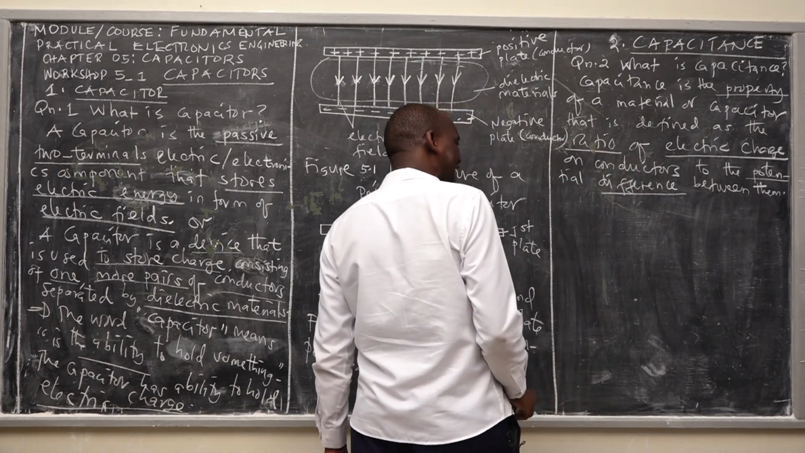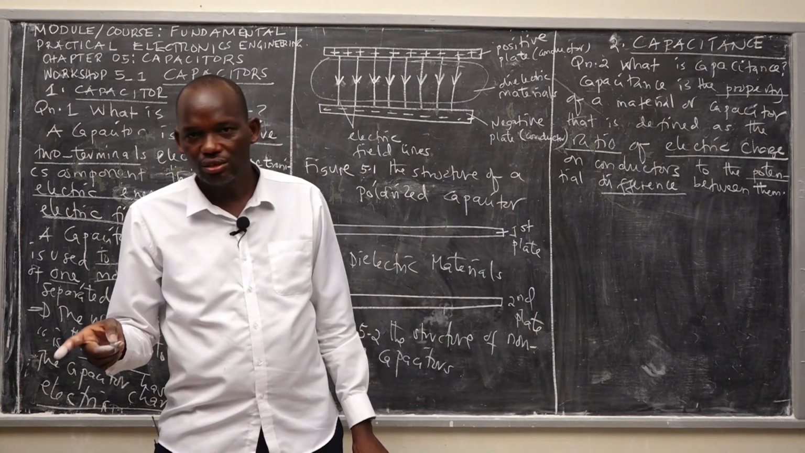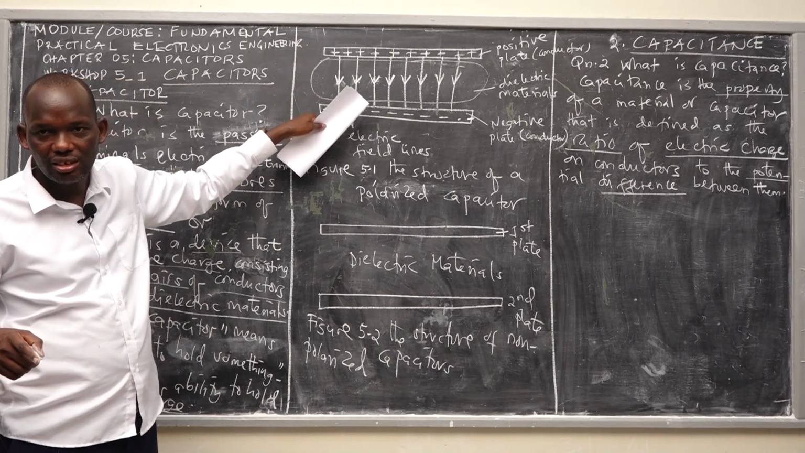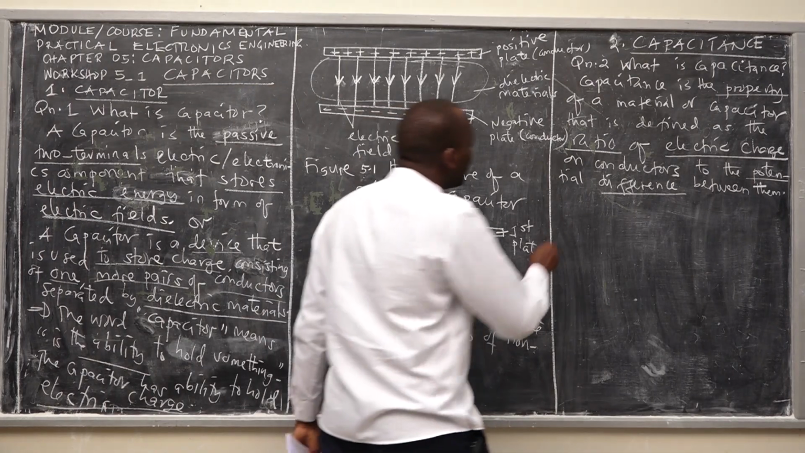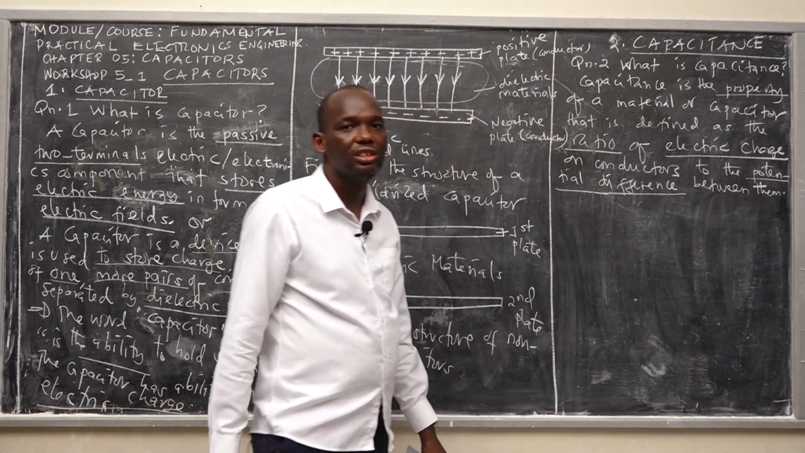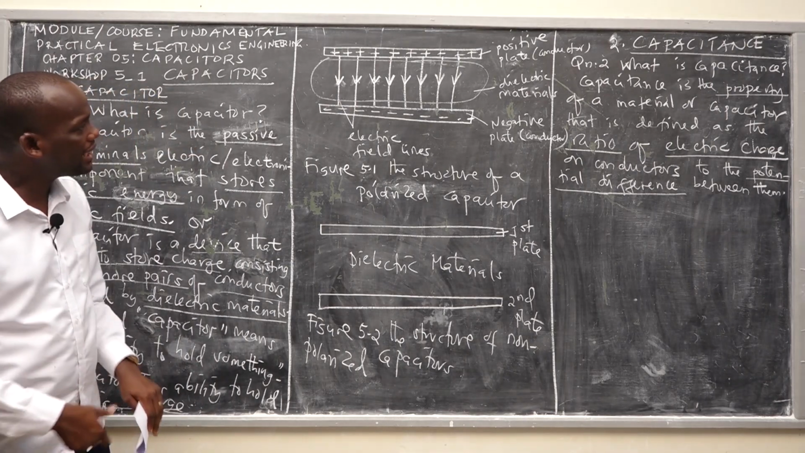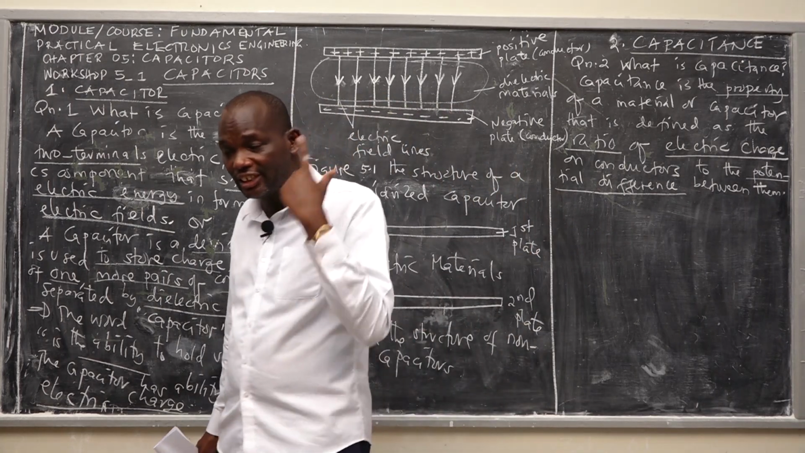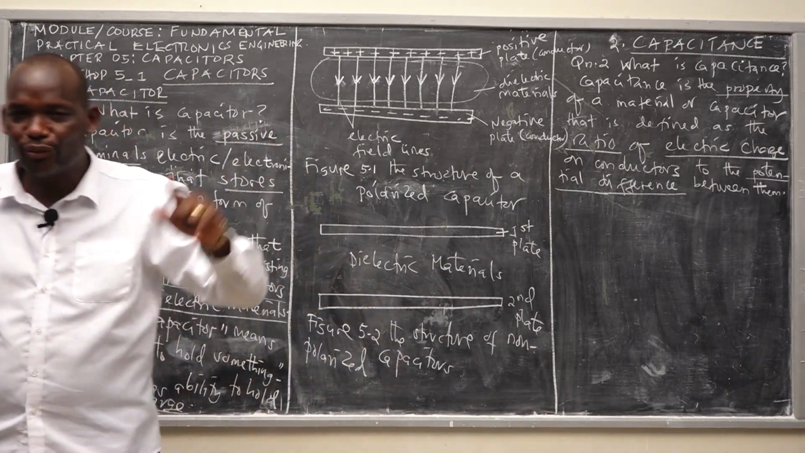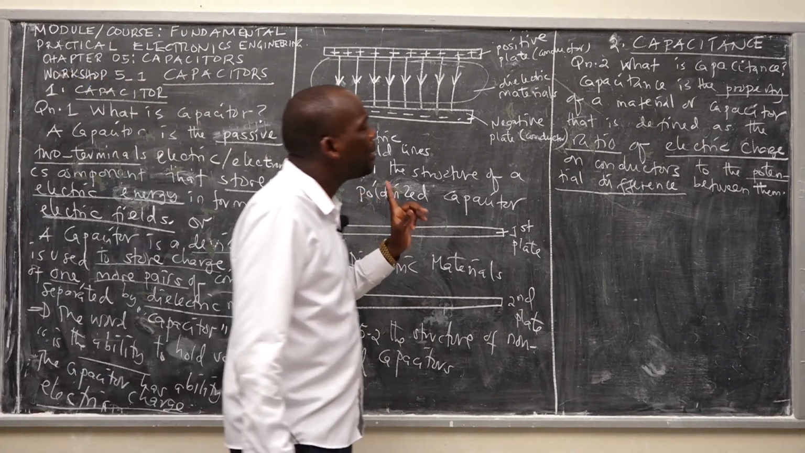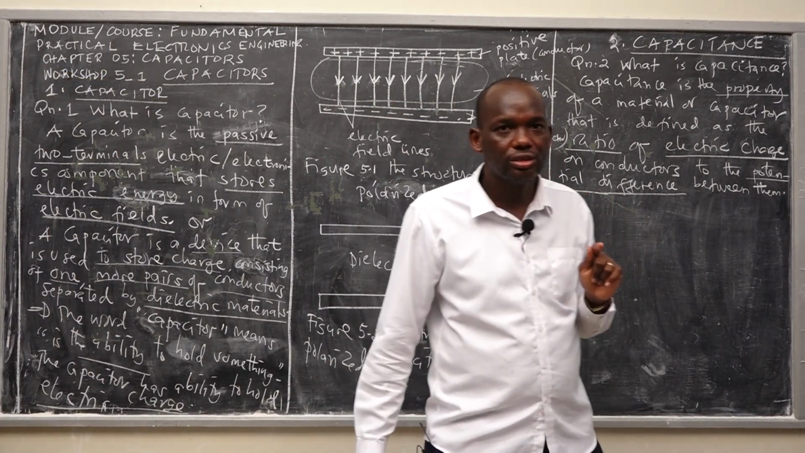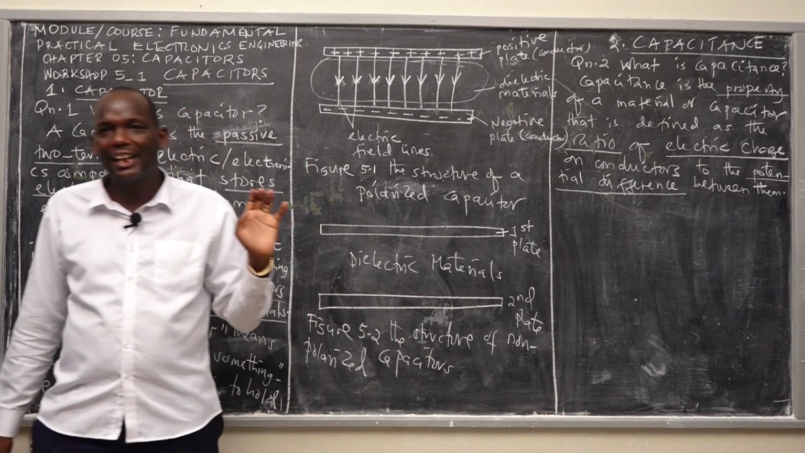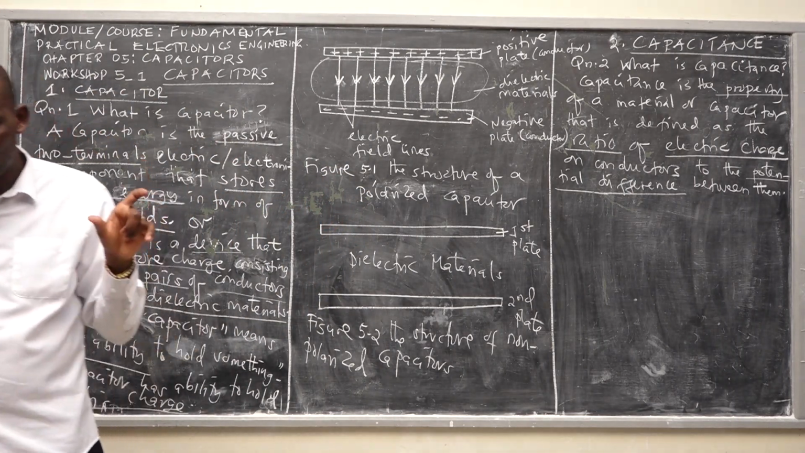It is defined as the ratio of what? Electric charge on conductors. We mean this pair of conductors, right? On conductors, to the potential difference between them. So if capacitance is a property, that material should have electric charge, or when electric current flows through that material, the material will have electric charge. But also it will have just the two conductors.